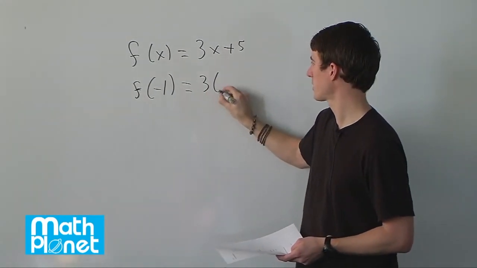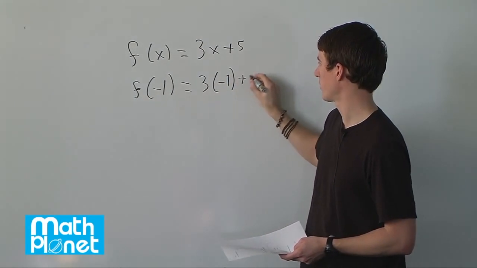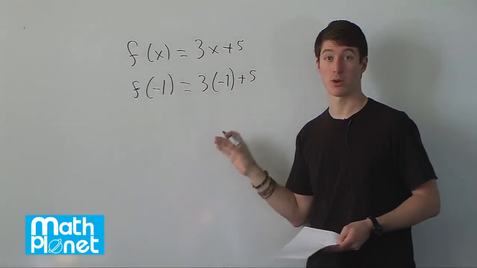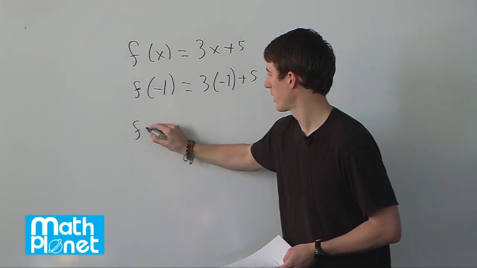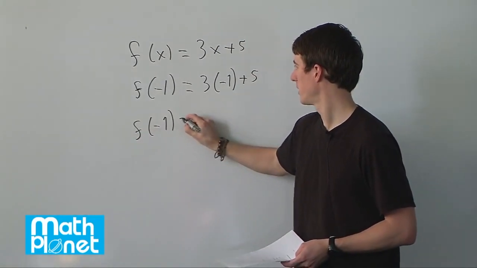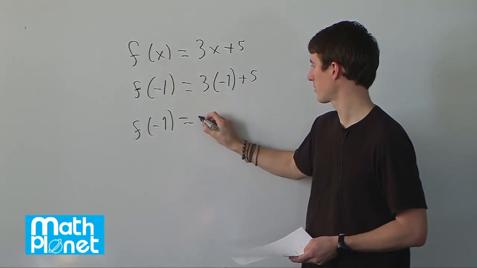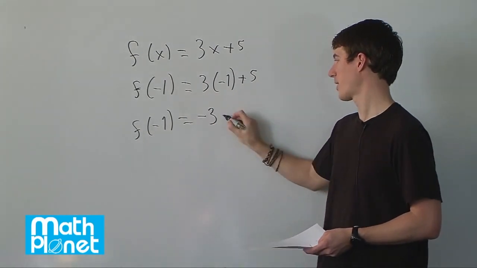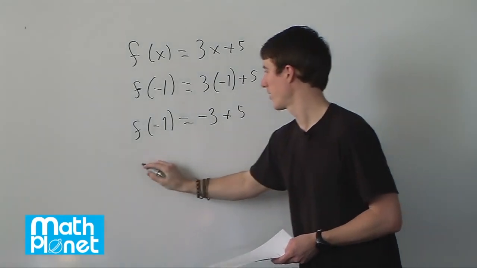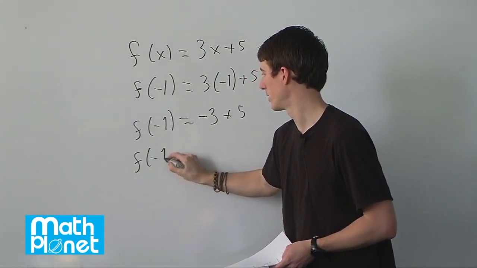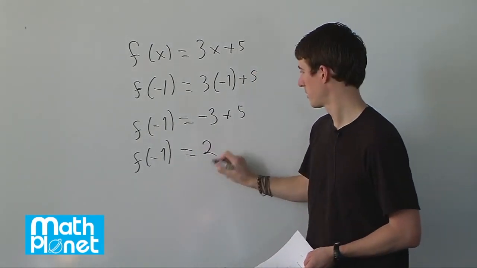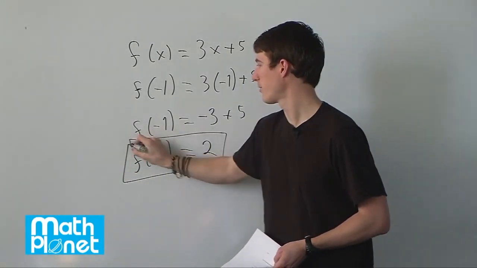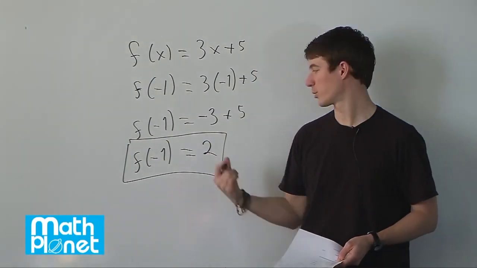So we have 3 times -1, and that's it. So then we just expand this out in the normal arithmetic way and see what we get for this f of -1. So we have f of -1 is equal to -3. So 3 times -1 is -3, plus 5 still. And then finally we have f of -1 is equal to 5 minus 3, or 2. So that's our final answer. F of x evaluated at -1 is equal to 2.